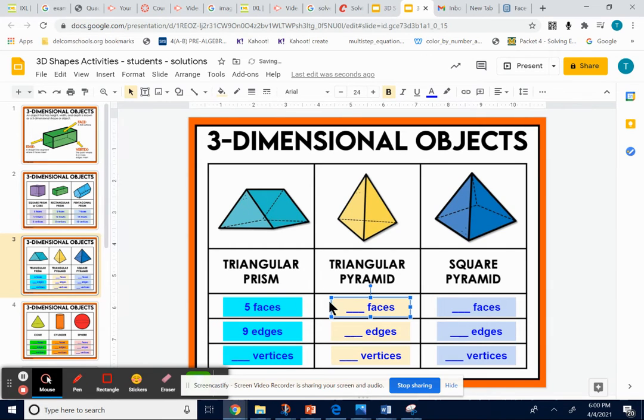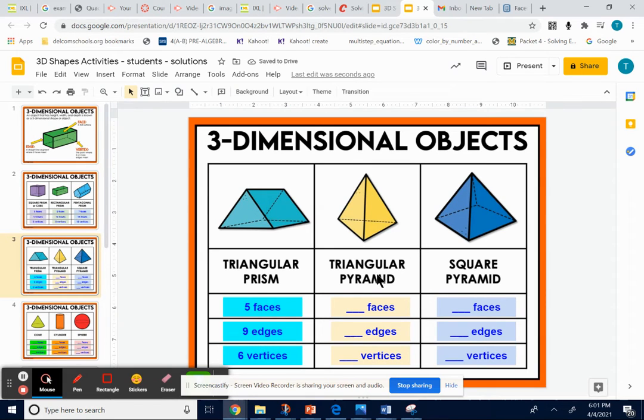Okay, edges. I'm sorry, vertices. Vertices, the corners. Okay, here's 1, 2, 3, and then back of that, 4, 5, 6. Remember, that's just where the faces meet. So 6 vertices.